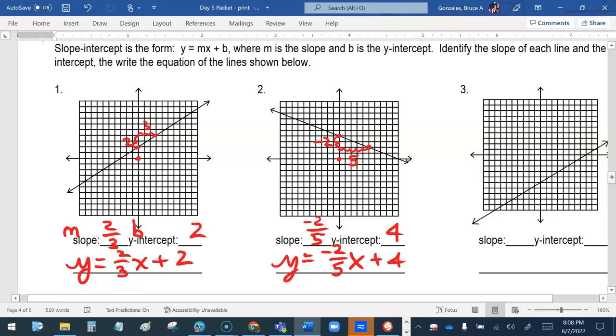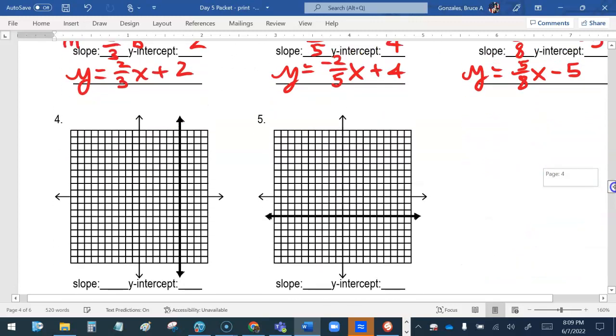Next one, pick 2 points. Here's a point here, and here's a point here. It looks like this might be a point, but it's not. From here to here, it goes up 1, 2, 3, 4, 5, and over 1, 2, 3, 4, 5, 6, 7, 8. That is a 5 over 8 slope. And it hits the y-axis down here. 5 below means negative 5, not positive 5. So y equals 5 over 8x minus 5.